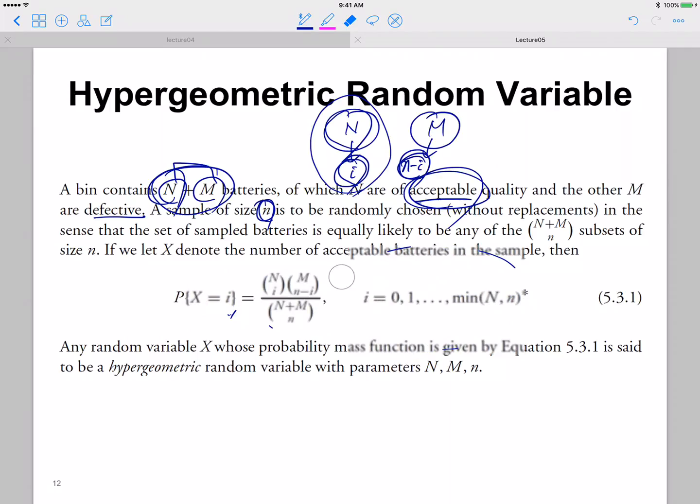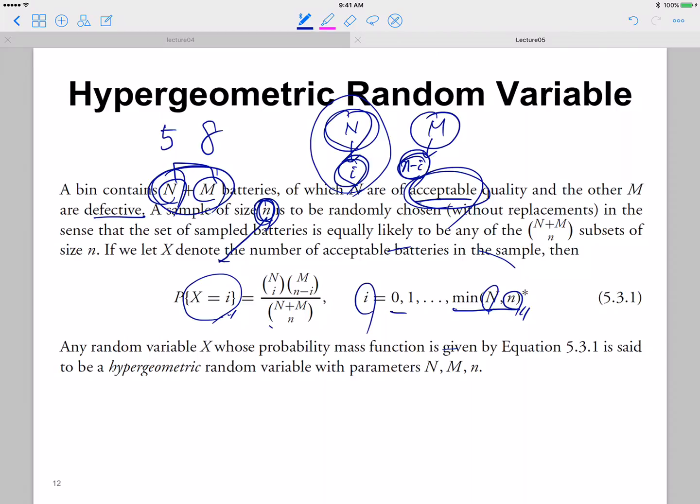So in this case, let's look at the possible values of this I. So I can be 0, and the maximum value will be the minimum number between large n plus small n. So suppose we have maybe 5 acceptable batteries and maybe 8 defective batteries. And then the number of acceptable batteries that we can pick up, the maximum value will be this n.